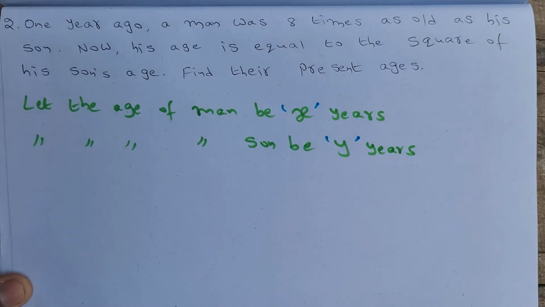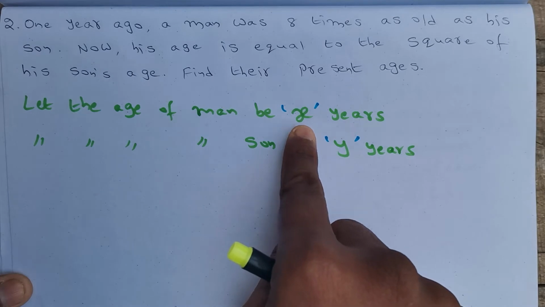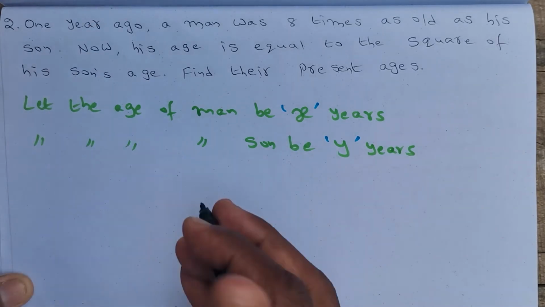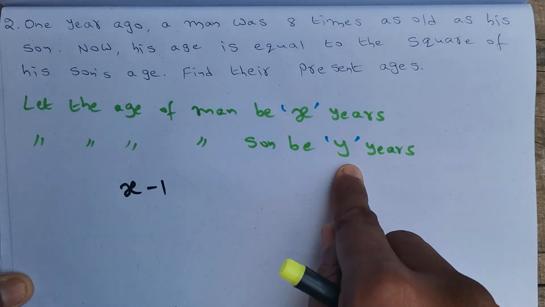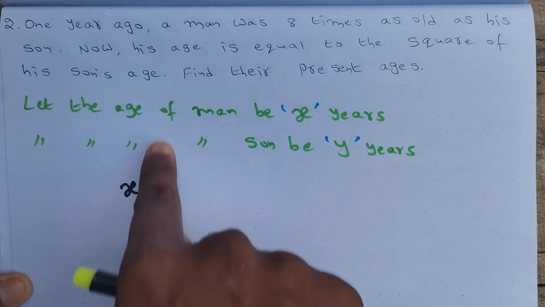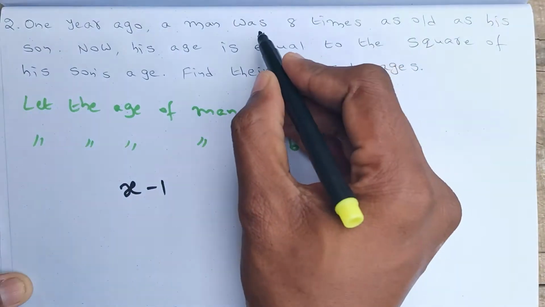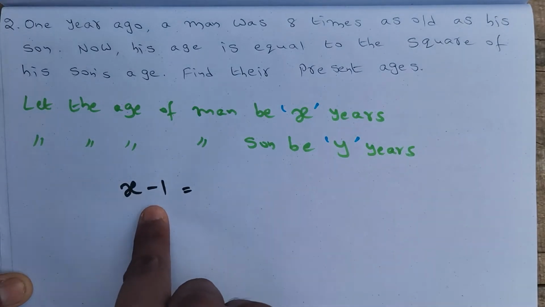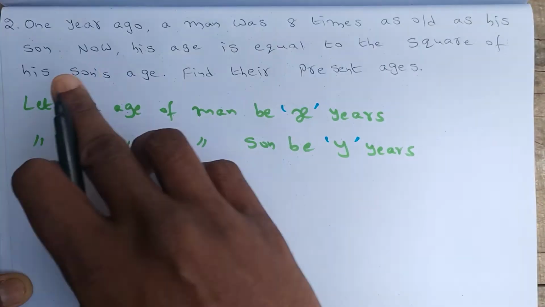Now let us create the equations. So what he mentioned here, 1 year ago. The present age of man is x, then 1 year ago it will be x minus 1. The same way for son also. Son present age is y, then 1 year ago son's age is y minus 1. 1 year ago, a man was 8 times as old as his son. Here was means equal.